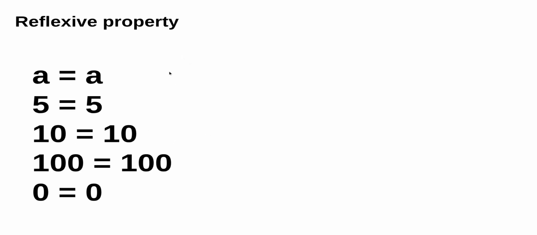The reflexive property is the simplest property out there. A equals A. Simple. There's nothing else to explain here. A number will always equal itself. For example, 5 will always equal 5. 10 will always equal 10. 100 will always equal 100. 0 is always equal to 0. There's no number that will not equal itself.